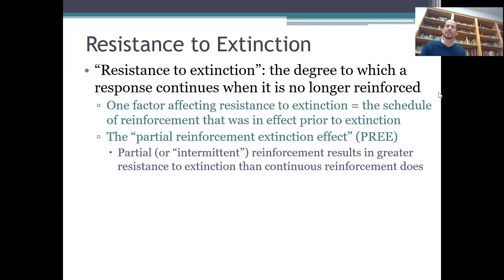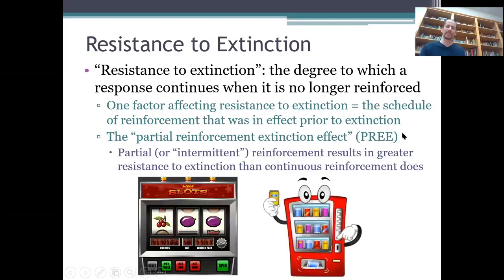I mean, after all, if a slot machine breaks and a vending machine breaks, so if they both go out of order, if we introduce extinction on both of these machines so that the slot machine won't pay out and the vending machine won't dispense items, then which one do you think people are going to keep putting their money into for longer? The slot machine, right? Because playing the slot machine got reinforced on a partial schedule. You would win sometimes on the slot machine, not every time.